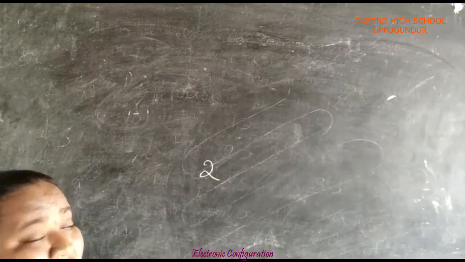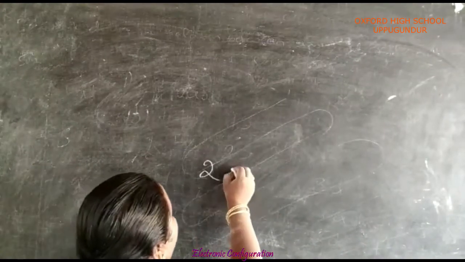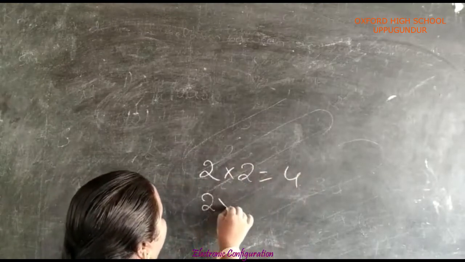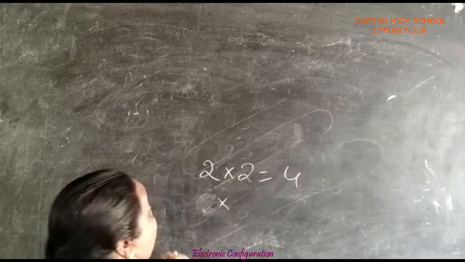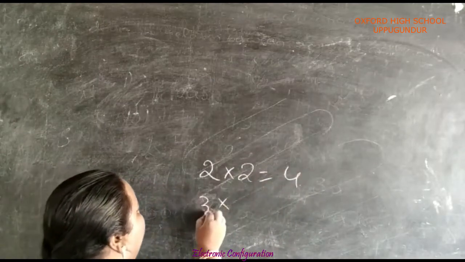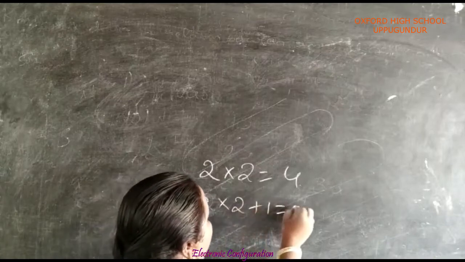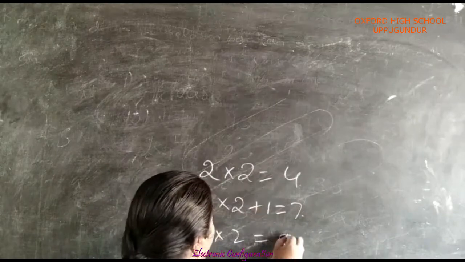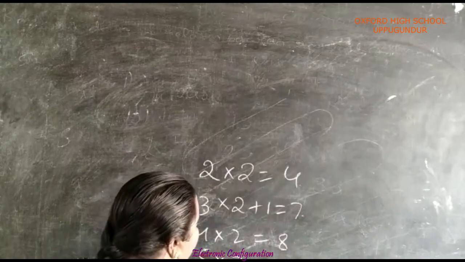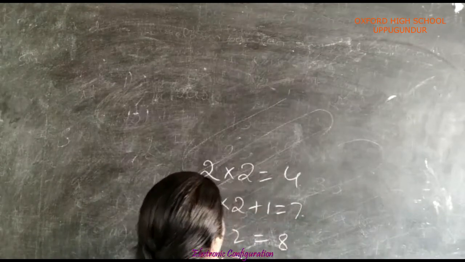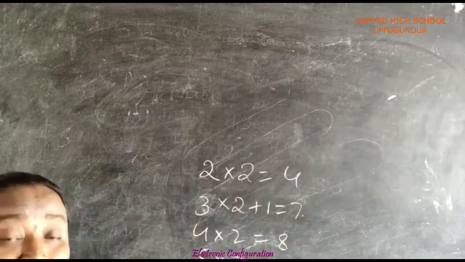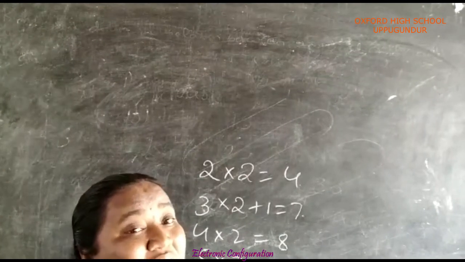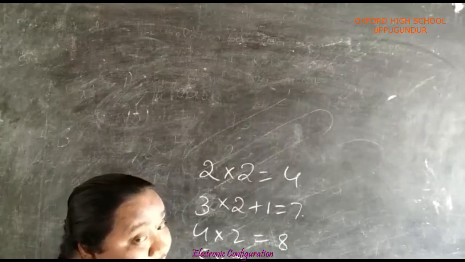Now the atomic weight calculation. For even atomic numbers, for example 2 into 2 is 4. For odd numbers, suppose lithium with atomic number 3: 3 into 2 plus 1. Next 4 into 2. Next 5 into 2 plus 1. For even numbers we only multiply with 2. For odd numbers like 1, 3, 5, 7, 11, we multiply with 2 and add 1.